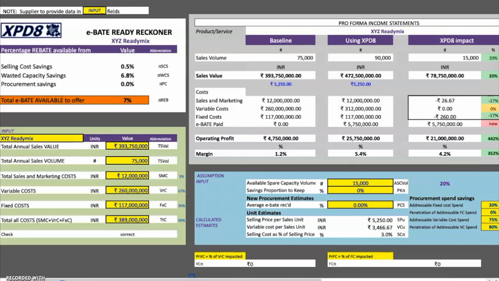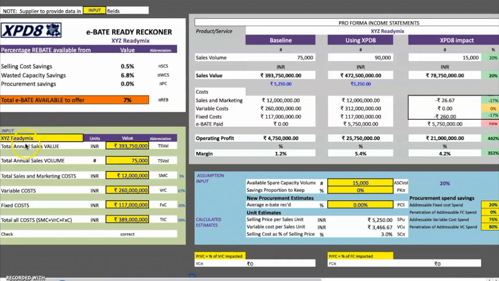This eBate Ready Reckoner tool shows you how to build your platform offer. First, you input some base data from your P&L to help you make sure that whatever you propose, it has a beneficial P&L impact. You may want to work with your accounts team on this. Let's look at the example of this fictional ready-mix company.